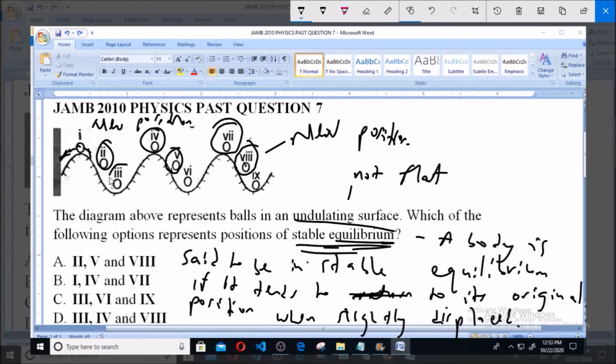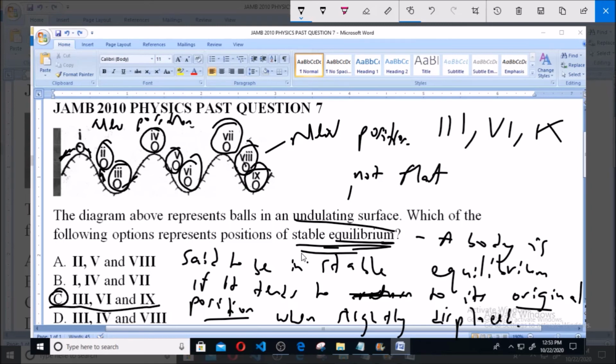But ball 3, ball 6 and ball 9, what will happen is that when they are displaced slightly, either this way or this way, because of the shape of the surface, they will come back to their original position. They will return to their original position when displaced. So 3, 6 and 9. 3, 6 and 9 is option C. So option C is the correct answer to this question.